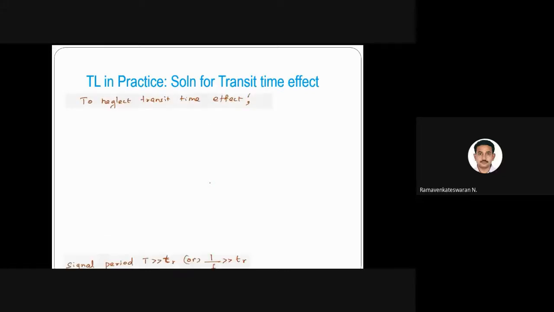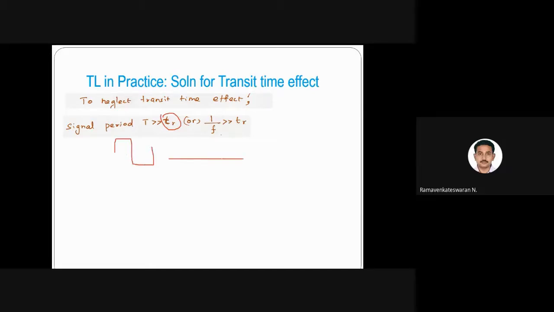So to neglect the transit time effect, what do we have to do? This transit time effect should be very small compared to the signal period. This is my signal, and this is when I transfer across the cable. Let us take some realistic value, a 100 meter cable. My clock period is T, or you take f equals 1 kilohertz.